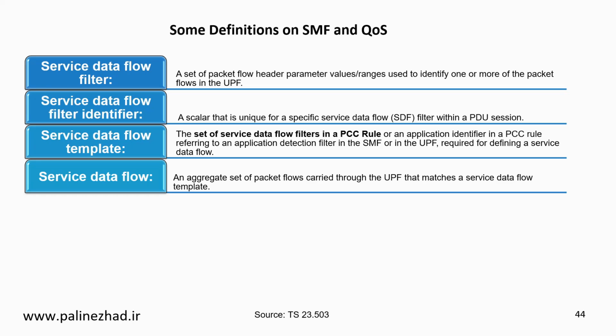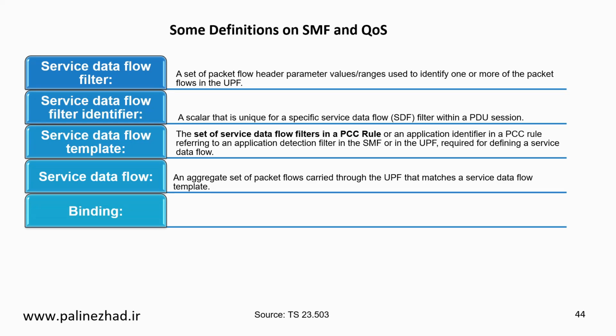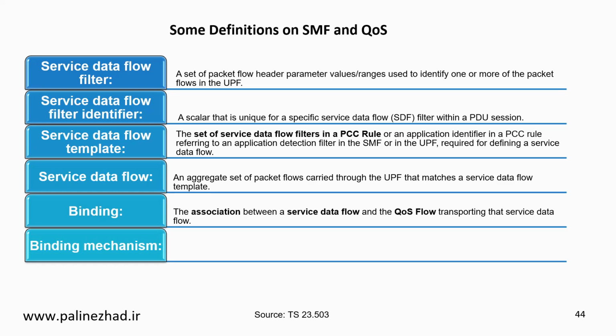The next one is binding. Binding is attaching SDFs to a QoS flow. An SDF is bound to a specific QoS flow by the SMF and UPF. And the next one is the binding mechanism. Binding mechanism means all methods to do and undo binding: creating, modifying, and deleting these flows.